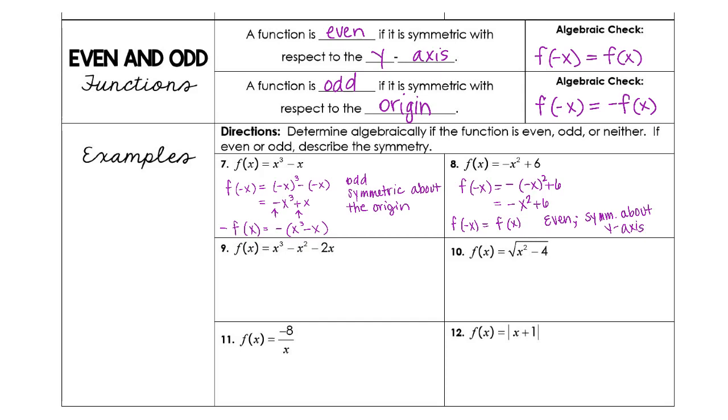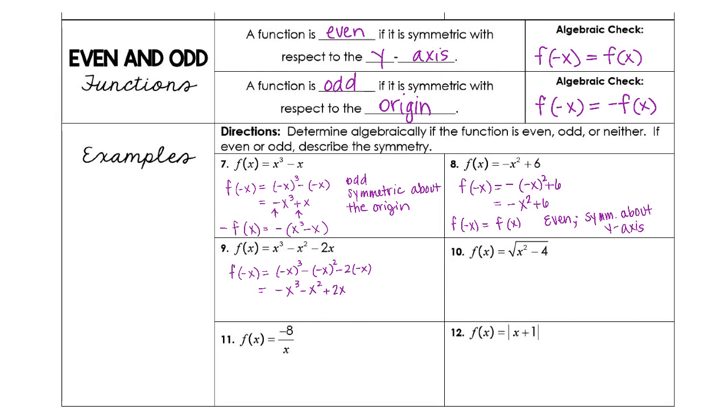Okay, and then moving on to the next one, number 9. Again, same process here. So I'm going to look at what is f at negative x. So I'm going to have negative x all cubed minus negative x squared minus 2 times negative x. So we do need to simplify that. That's going to give me negative x cubed minus x squared plus 2x. So we need to compare that. Well, we didn't get back the original function, so it's definitely not even.